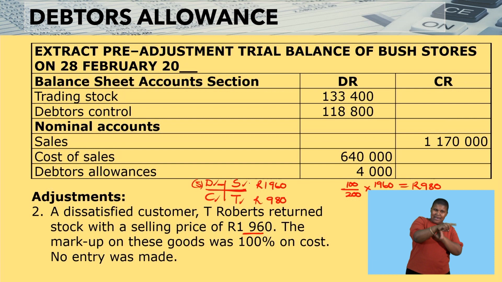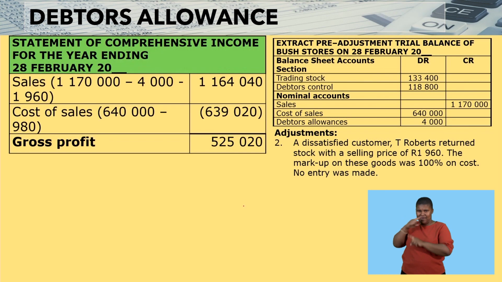When we go to the sales, it will be minus. When we go to cost of sales, it will be minus. When we go to trading stock, it will be a plus. Now, let us go and do that. So we'll come here, and as you can see now, in my sales, I took my sales amount, which is 1,170,000, which is this one.